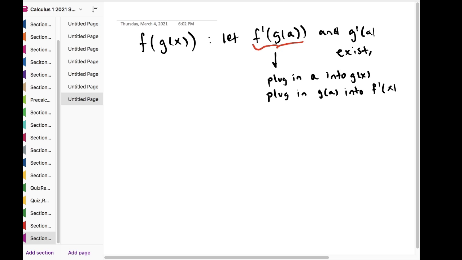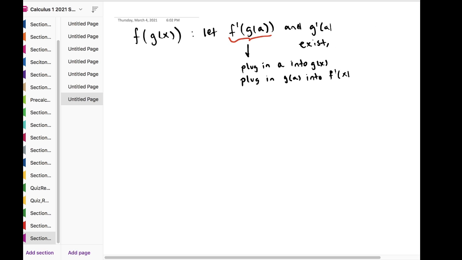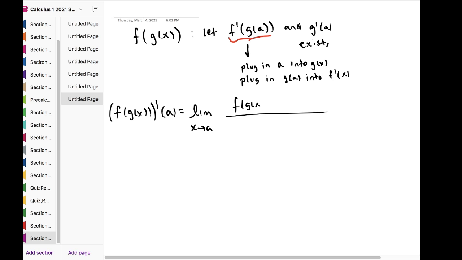Okay, so let's do it. So as with anything, the derivative of f of g of x at a is the limit as x approaches a of f of g of x minus f of g of a over x minus a.